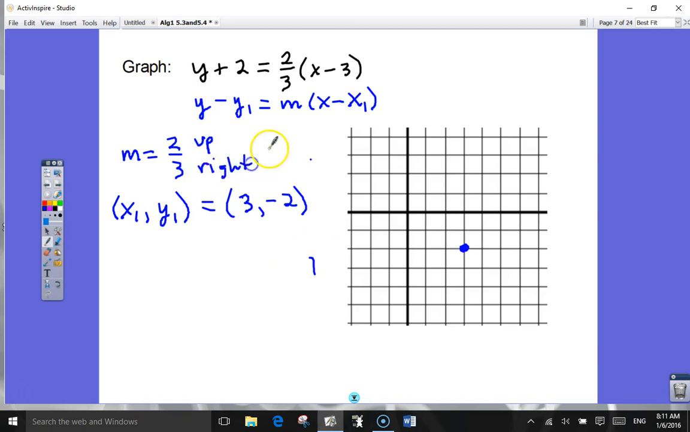So from this point, right, that's not the point 2, 3, and you don't start at the origin. It's from the point you already plotted. Go up 2, right 3. Plot another point. And then draw a line. Right? So it doesn't have to be that you start with the y-intercept. As long as you know one point, plot it, use the slope to find another point.